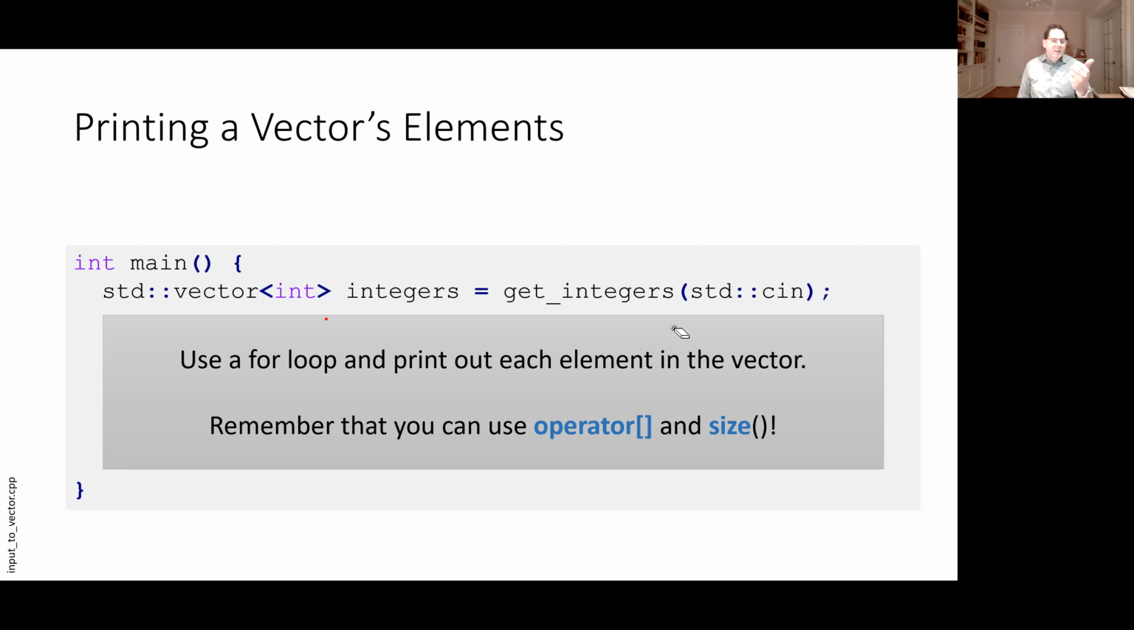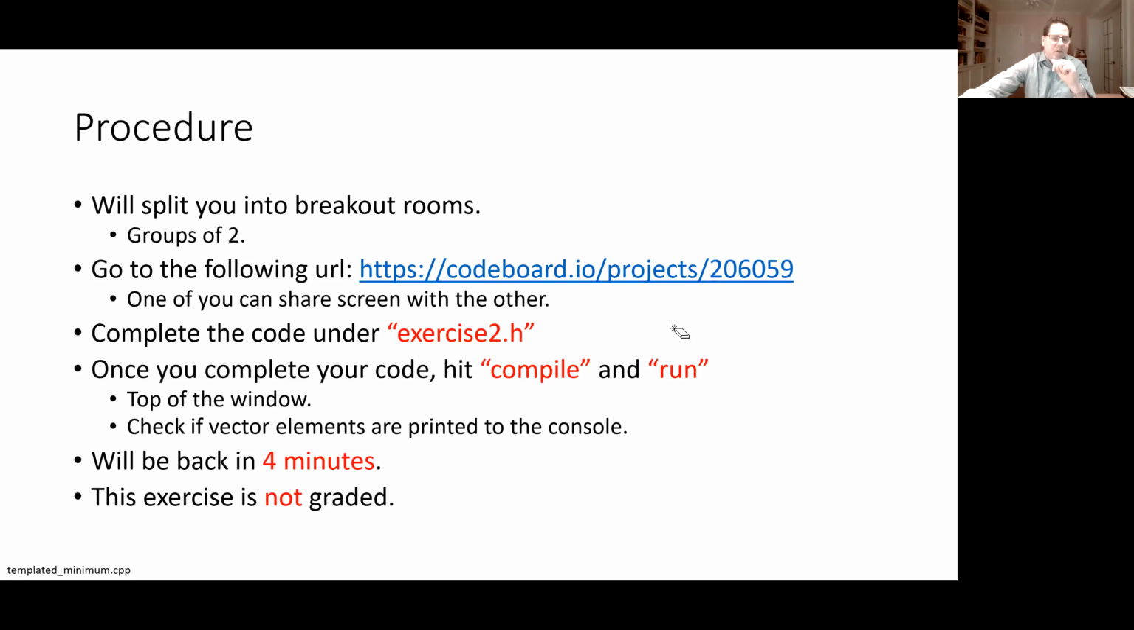So what do you need? You don't need much. You need the square bracket operator, just like an array, and you have the size member function. Again, the size is how many entries are in the vector. If size is 3, they would be at index 0, 1, and 2, just like an array. I'm going to put you back in breakout rooms and give you 4 minutes or so to try and code that up.